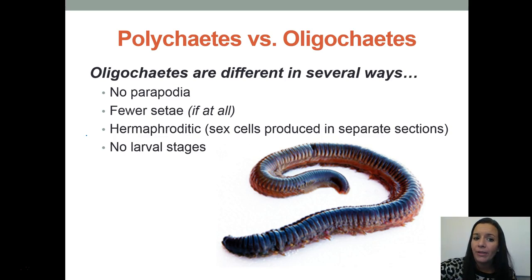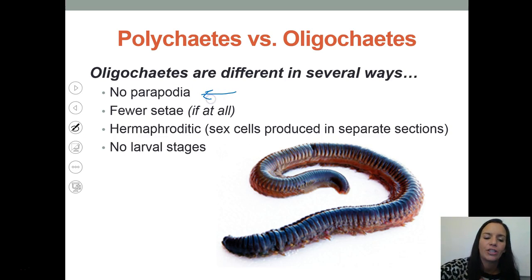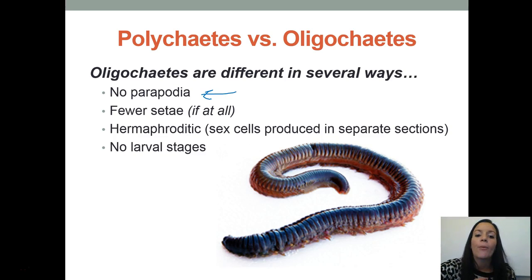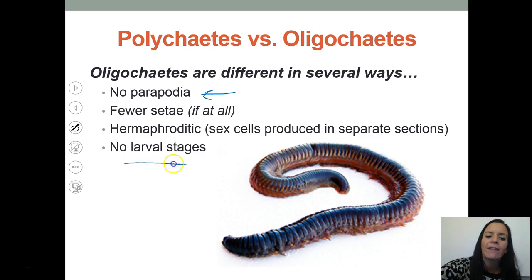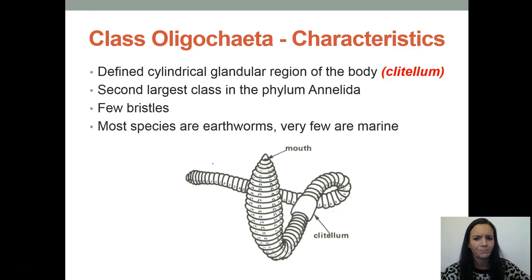When we compare polychaetes with oligochaetes, there are some differences in several ways. Oligochaetes don't have parapodia, or those little fleshy extensions. They have fewer setae, if any at all, and they're hermaphroditic. These sex cells they do have are produced in separate sections, which still allows for sexual reproduction. And they don't have a larval stage. A couple do, but most of them do not.